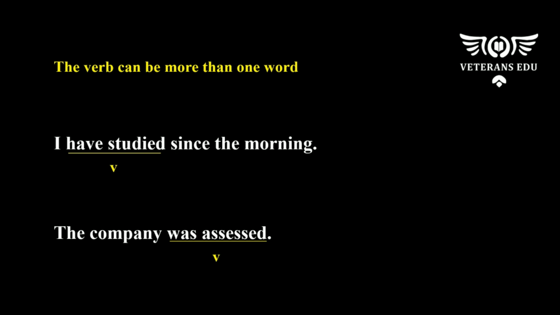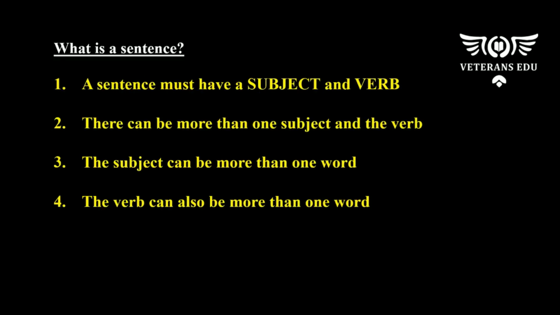Before we move on to the next video, let's review what we've learned so far. Understand that a sentence has a subject and a verb, but there can be more than one subject and verb, and that the subject and the verb are not limited to one word. They can both be more than one word.